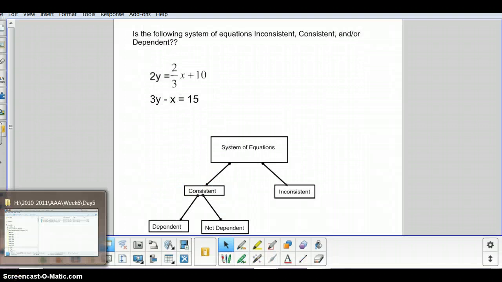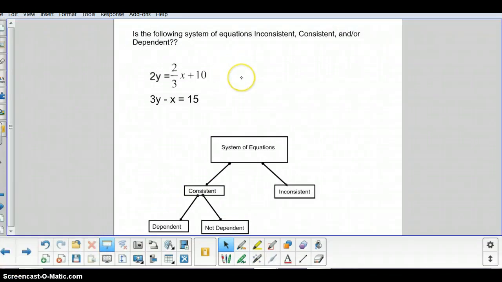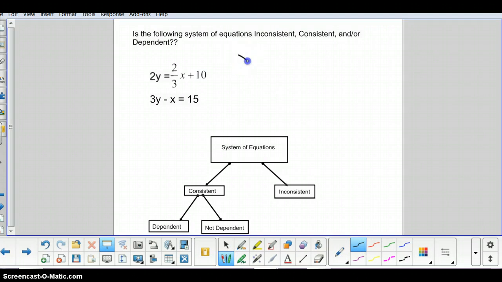Okay, let's identify the slopes of each of these lines. In this first one here, I am going to solve for y. Put it in the slope-intercept form, so I'm going to divide by 2 on each side. 2/3 cut in half becomes 1/3. 10 cut in half becomes 5. So I have a slope of 1/3 and a y-intercept of 5.